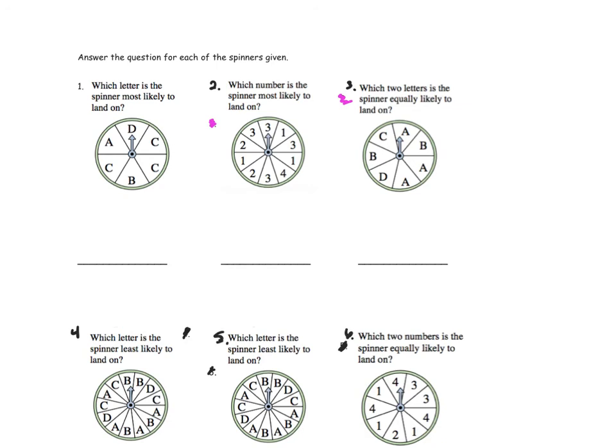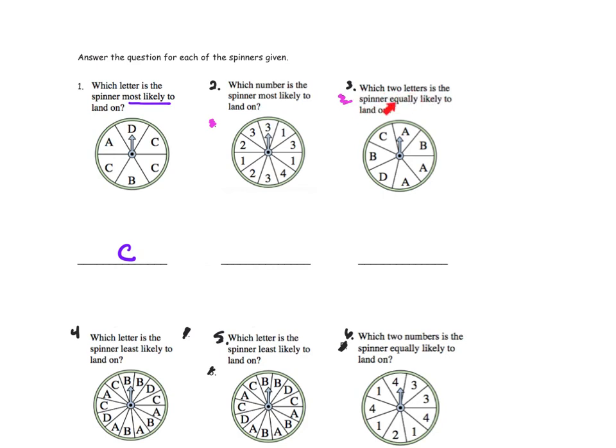Okay, so we're going to do 1, 3, and 5 together. So based on these spinners, we're going to try to answer the questions that are given. Which letter is the spinner most likely to land on? So let's investigate. I see 1 A, 1 B, there are 3 C's, and 1 D. So the letter that's most likely, and so let's underline that, to land on would be C. There's 3 out of 6.